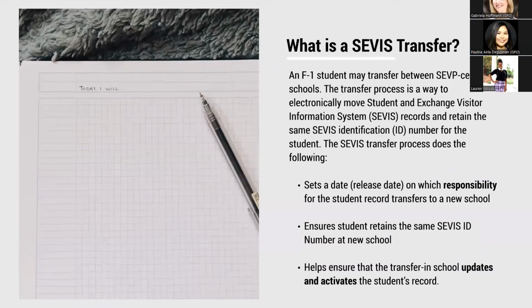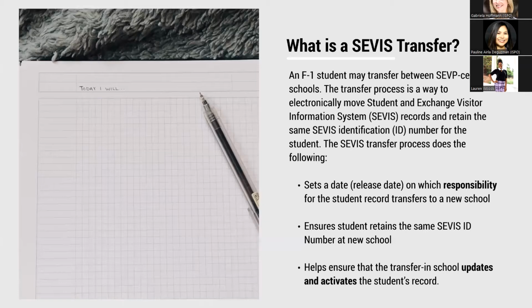So an F1 student is eligible to transfer between Student and Exchange Visitor Program certified institutions. This just refers to institutions that host F1, J1, and M1 international students. The transfer process is a way to electronically move a student record or a Form I-20 from one school to another while retaining the same student ID or SEVIS ID number listed at the top of the Form I-20.